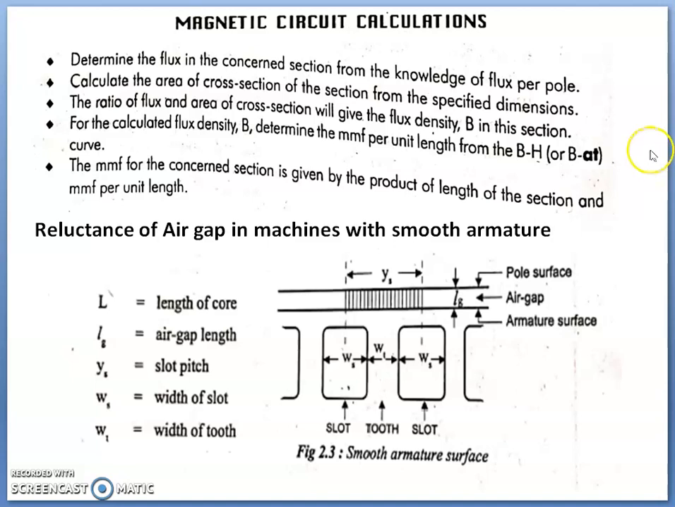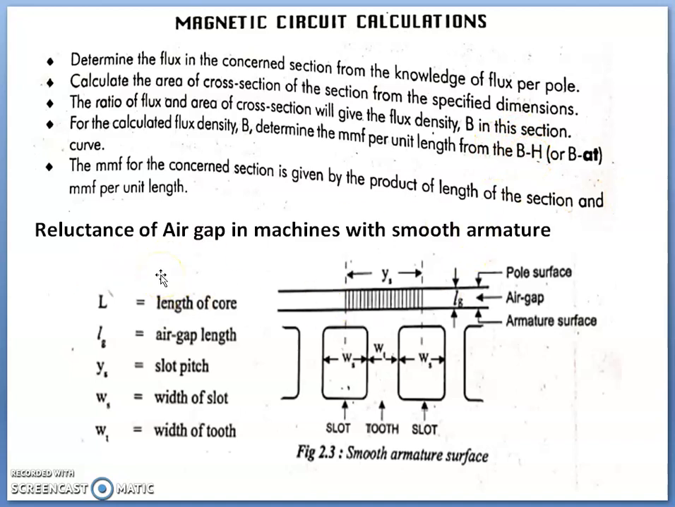Then we will be discussing now the magnetic circuit calculations. We have to calculate the MMF required to establish a certain amount of flux in a magnetic circuit. So our objective finally will be to calculate the MMF required to establish flux in a magnetic circuit. We first determine the value of the flux, and then we calculate the area of cross section. Flux by area is the flux density. If we calculate the flux density, from the BH curve you can calculate the value of H for the particular value of flux density.